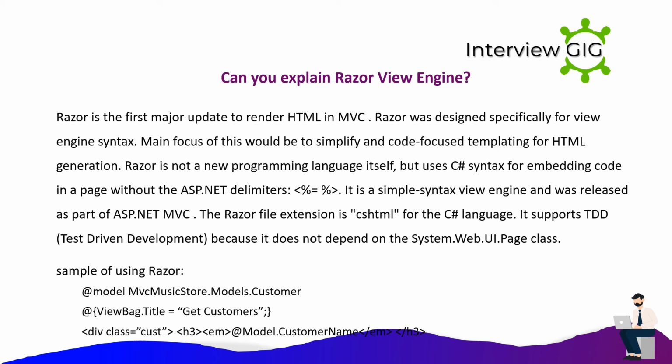Can you explain Razor View Engine? Razor is the first major update to render HTML in MVC 3. Razor was designed specifically as a view engine syntax. Its main focus is simple, code-focused templating for HTML generation. Razor is not a new programming language itself, but uses C# syntax for embedding code in a page without the ASP.NET delimiters <%= %>. It is a simple syntax view engine and was released as part of ASP.NET MVC 3. The Razor file extension is .cshtml for the C# language.